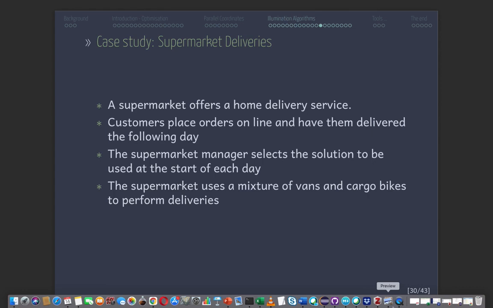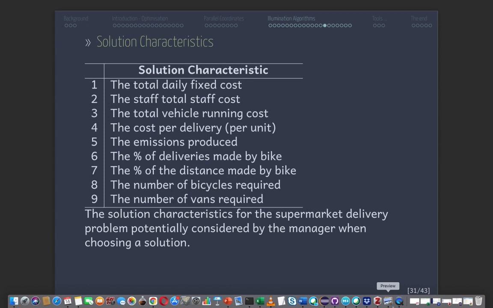And our supermarket has a mixture of conventional vehicles, vans, and low-emission cargo bikes which are used to perform deliveries. A plan has to make use of some vans, some cargo bikes in order to undertake that day's work. And within our supermarket, we identify a whole bunch of characteristics that are of interest to us when considering a solution. The total daily fixed cost. The total fixed cost of using the vehicles that we're using that day. The total staff cost. The cost of paying the bicycle riders and the van drivers to undertake that work, particularly if they're paid by the hour.